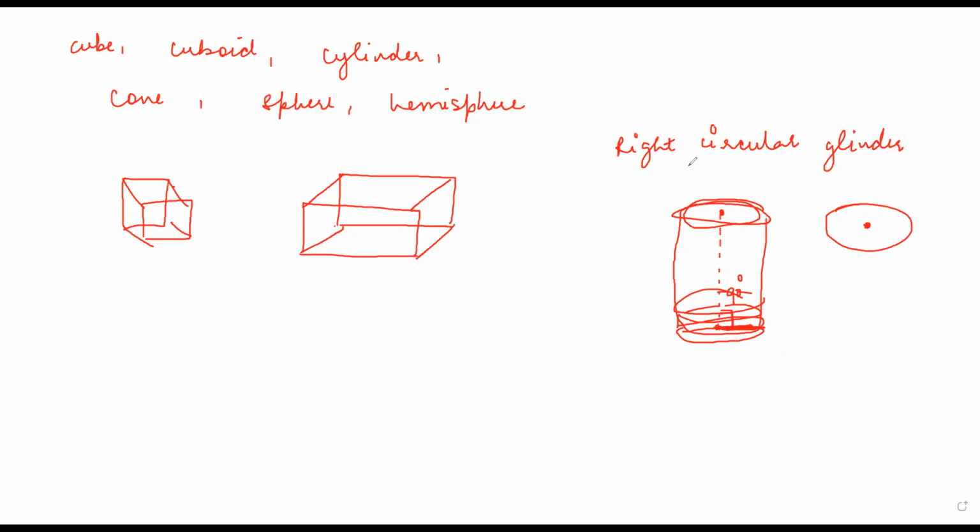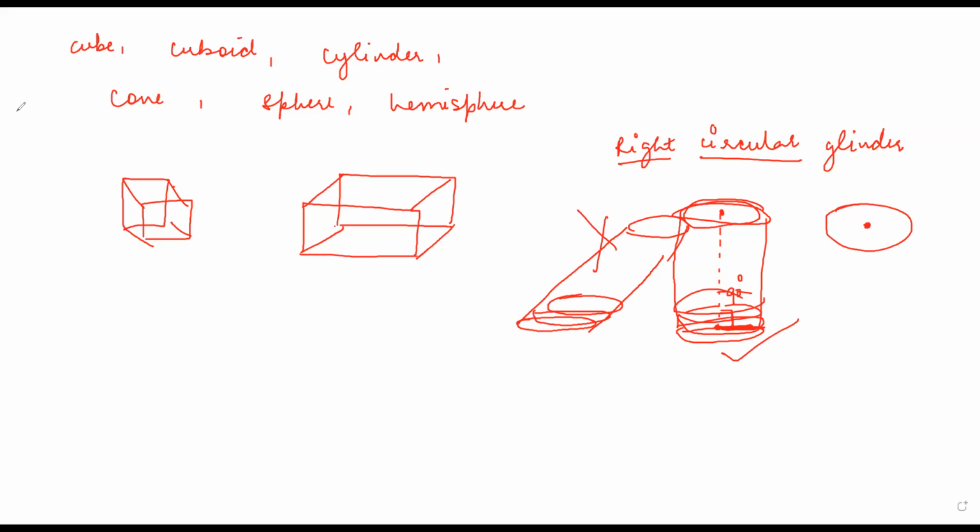Such a cylinder is called a right circular cylinder, because it is like placing one coin like this, the next coin like this, the next coin like this. They will not fall, and ultimately the cylinder which is formed will look like this. Got it? This is also a cylinder, but it's not a right circular cylinder. So only this type of cylinder you have to study.